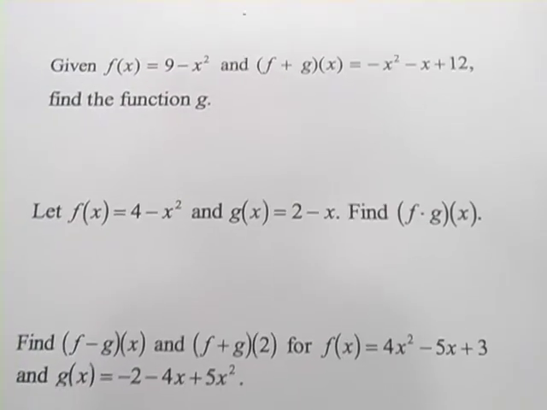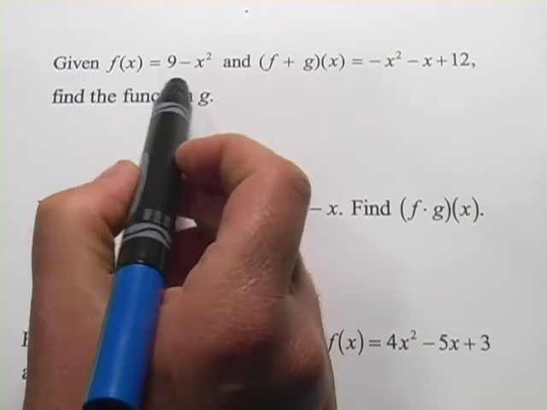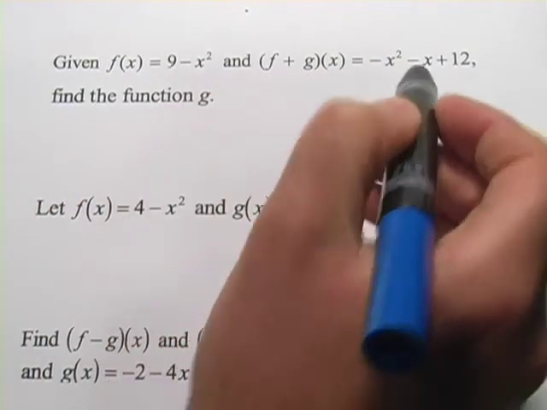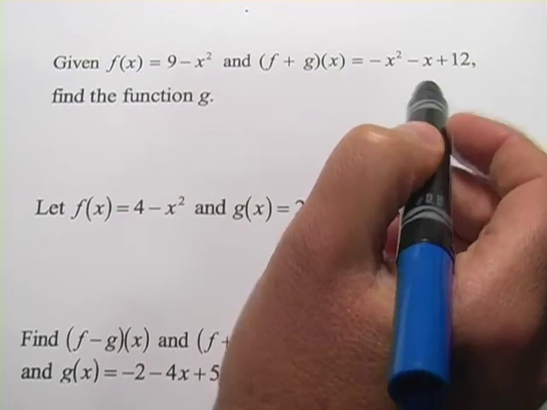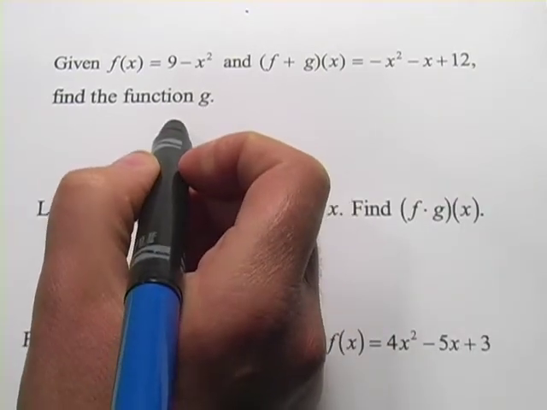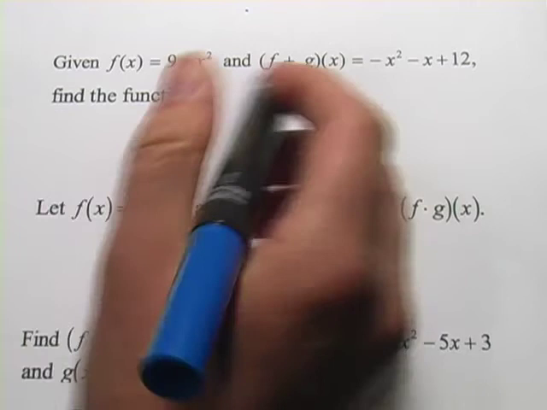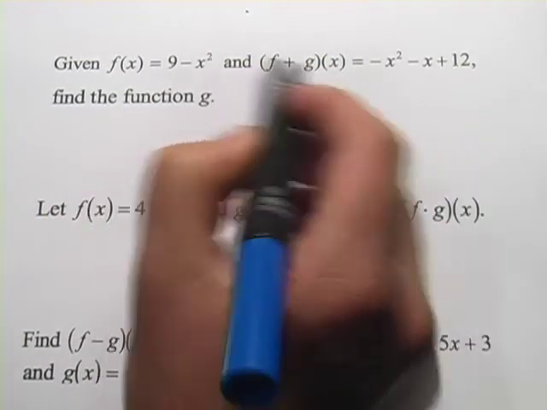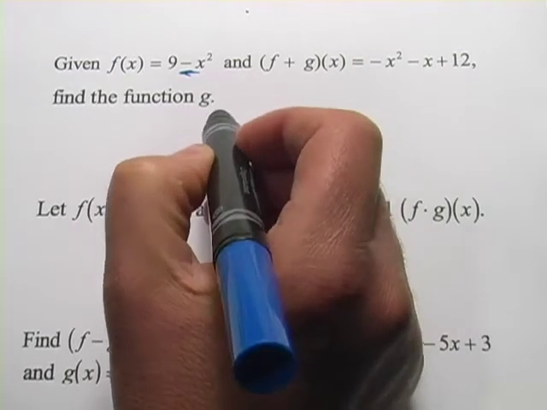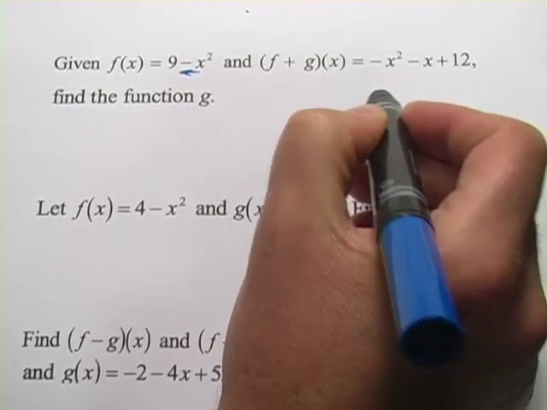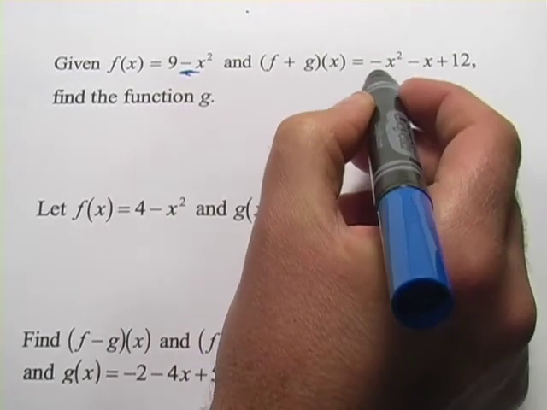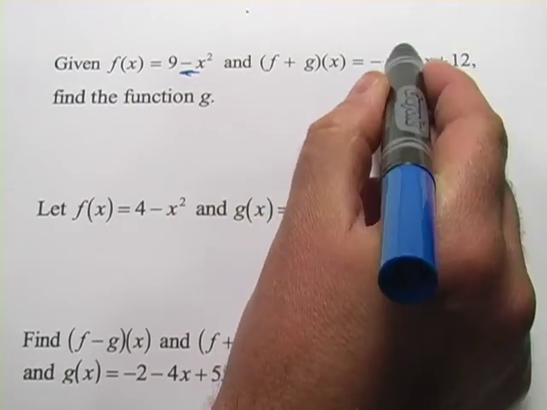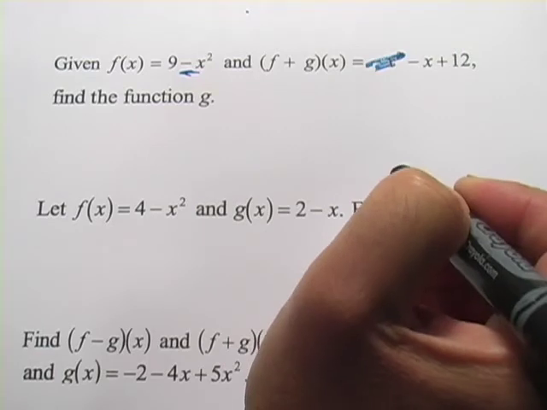Let's try another one. This one says, given f of x is 9 minus x squared, and f plus g of x is negative x squared minus x plus 12. This might look familiar. Find the function g. So to do that, you have to subtract f of x from this thing. Well, I would start with the highest term here. So negative x squared, I'll subtract that from here. Well, a negative x squared minus a negative x squared, that's negative x squared plus x squared, it's going to come out to 0. So that goes away.